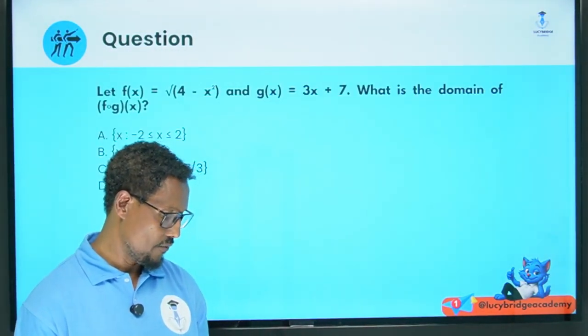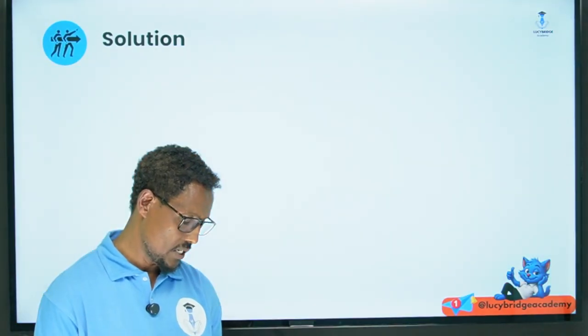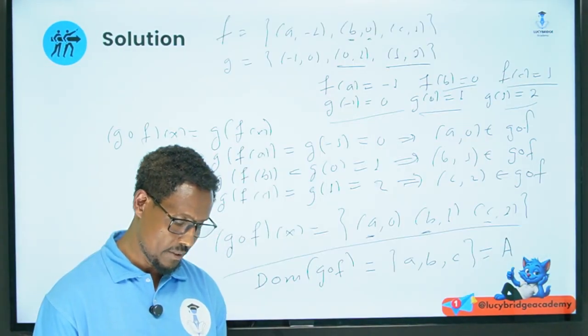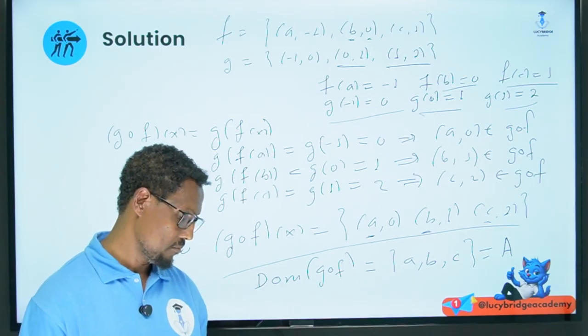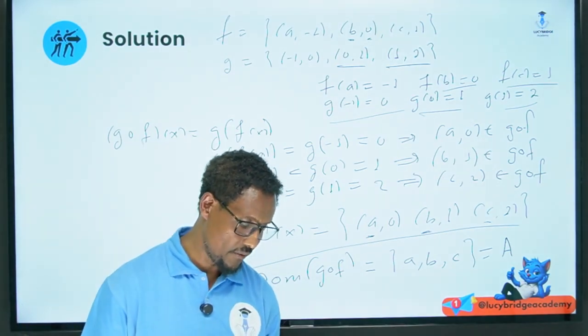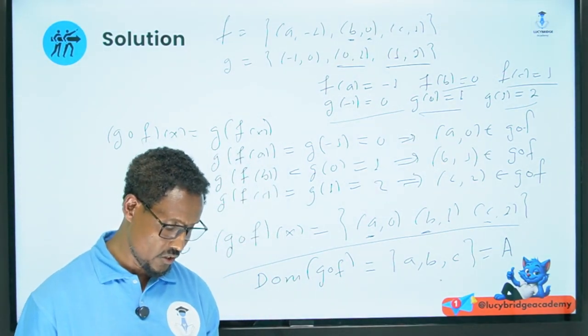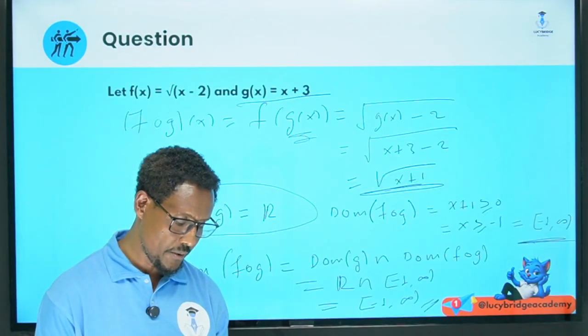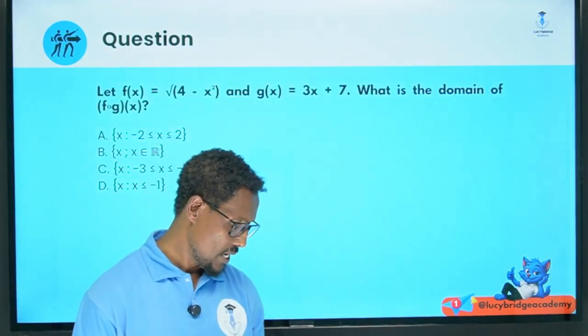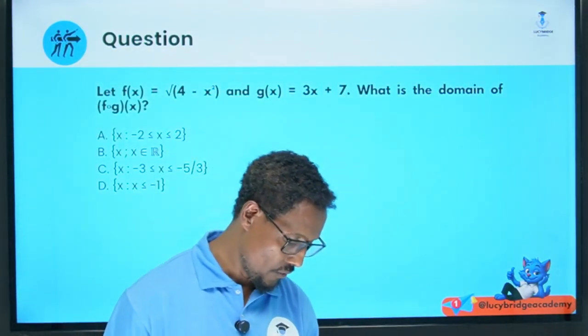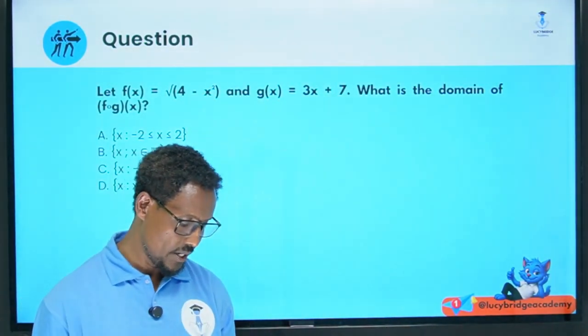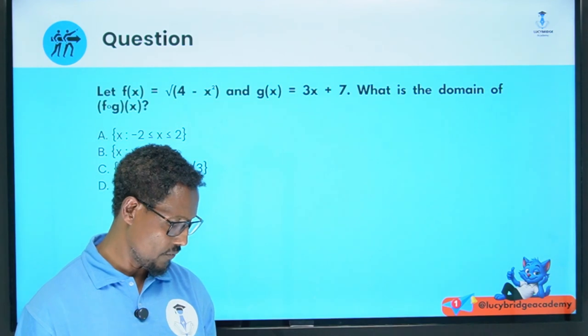Okay, next let f of x is equal to... Here we must take the domain into account. That is no problem, since the domain of f is all real numbers, so the intersection is just itself. Okay, let f of x be equal to the square root of 4 minus x squared and g of x be equal to 3x plus 7. What is the domain of f circle g?